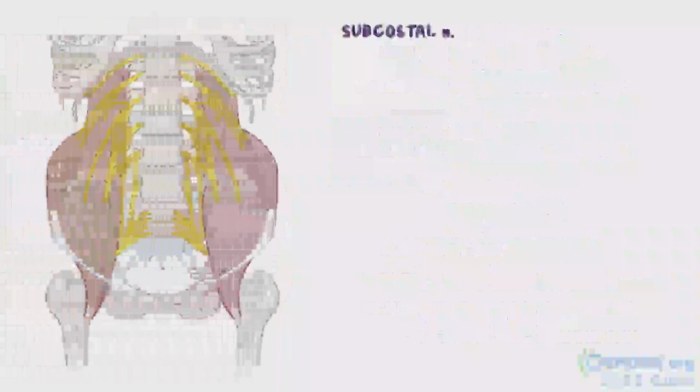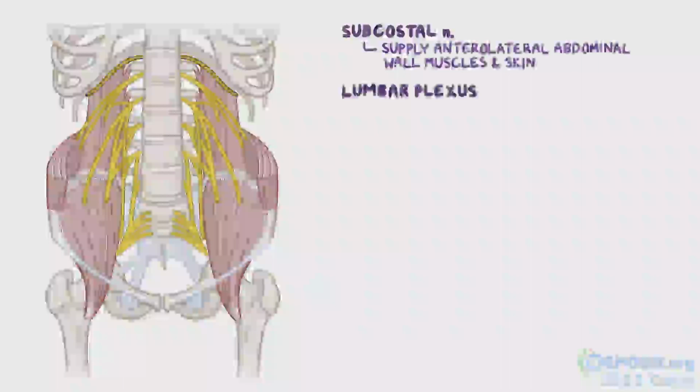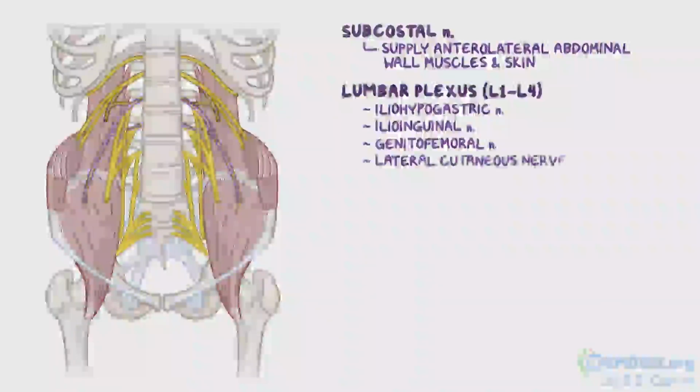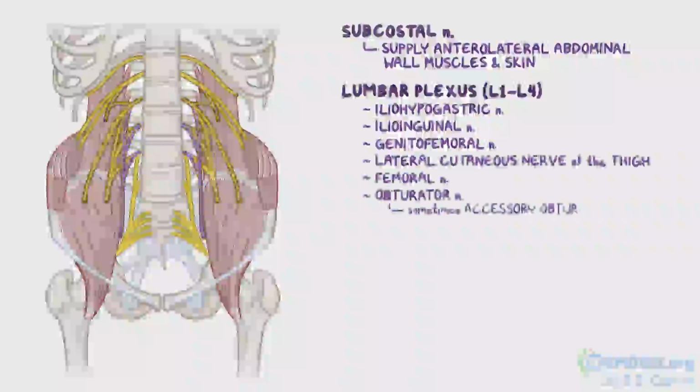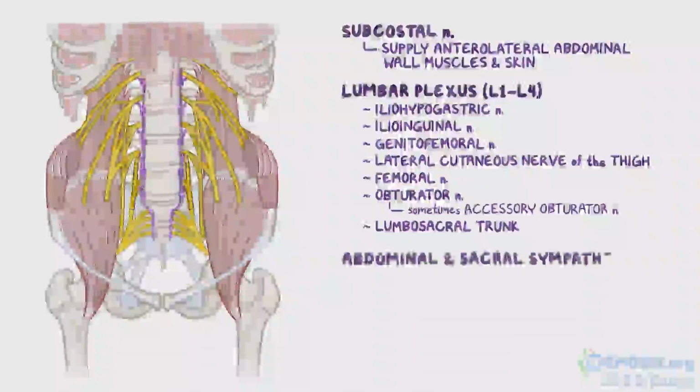The subcostal nerve arises in the thorax, and its main role is to supply the anterolateral abdominal wall muscles and a portion of the skin of the anterolateral abdominal wall. The lumbar plexus is a network of nerves that's composed of the anterior rami of L1 through L4. Its branches include the iliohypogastric nerve and the ilioinguinal nerve, the genitofemoral nerve, the lateral cutaneous nerve of the thigh, the femoral nerve, the obturator nerve, and sometimes an accessory obturator nerve, and finally the lumbosacral trunk. Lastly are the abdominal and sacral portions of the sympathetic trunk.